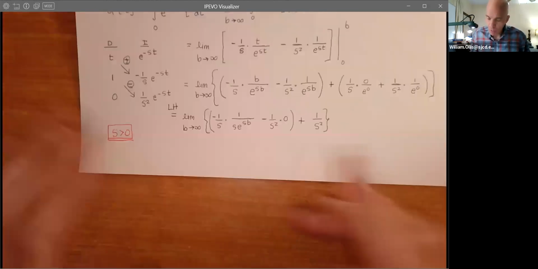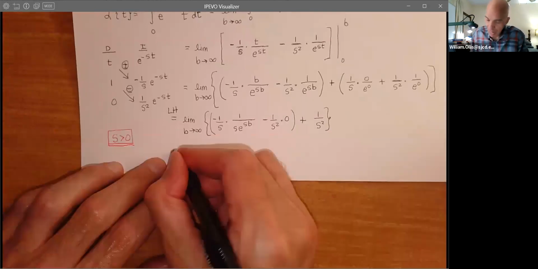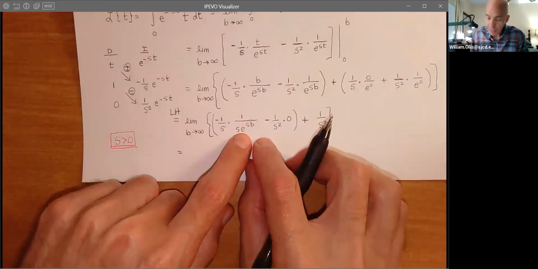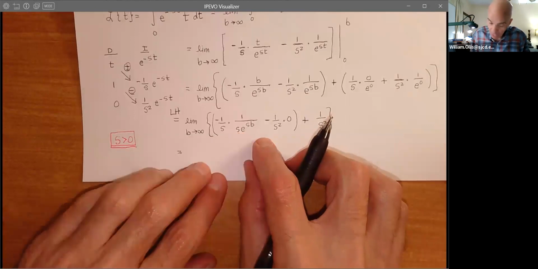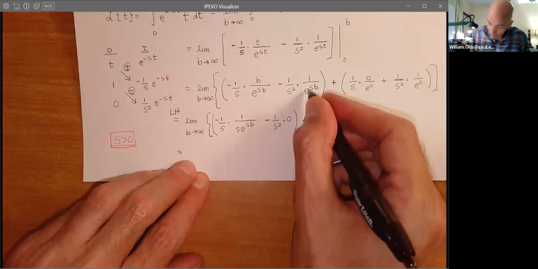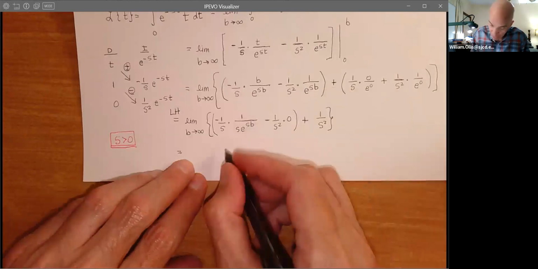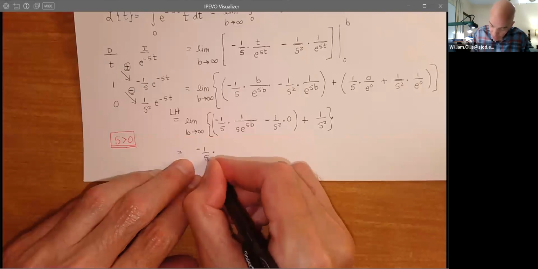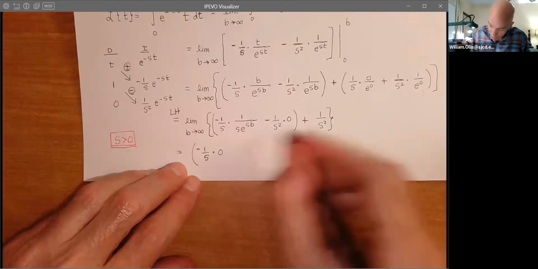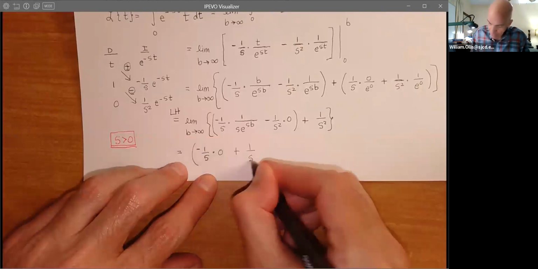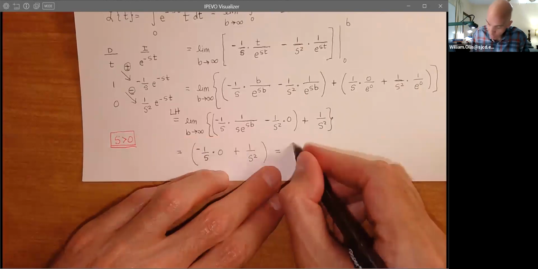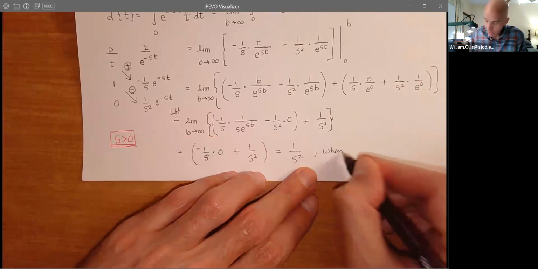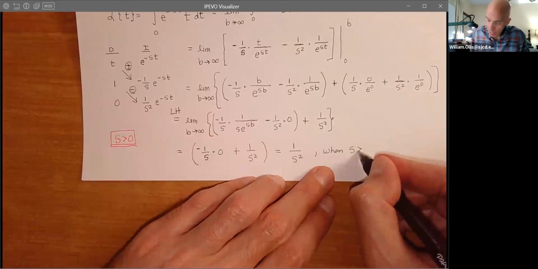And now, again, let's see what the limit is. Now we're back to this part. Now we have a fixed number divided by e to the SB. And as b passes to infinity, this becomes infinite. So now the limit, this is 0 now, based upon the fact that that one was 0. So we get the same thing. So we get minus 1 over S in the limit times 0 plus 1 over S squared. And so our response is 1 over S squared when S is positive.